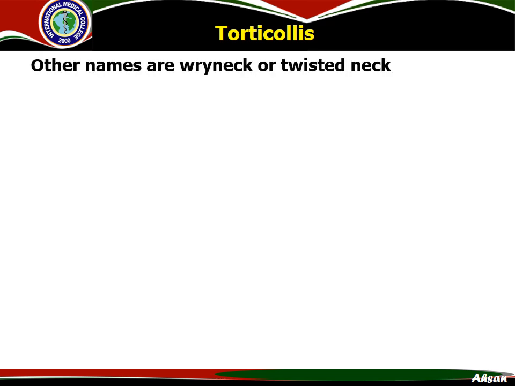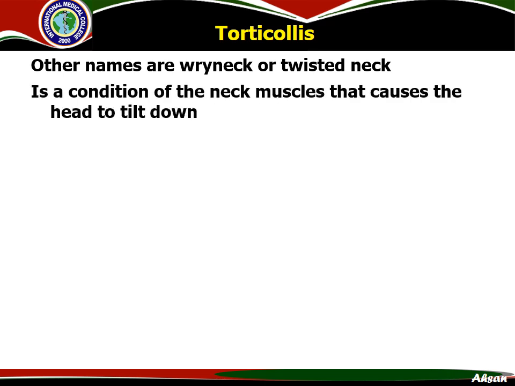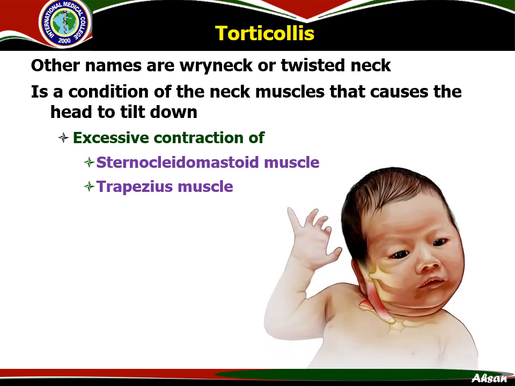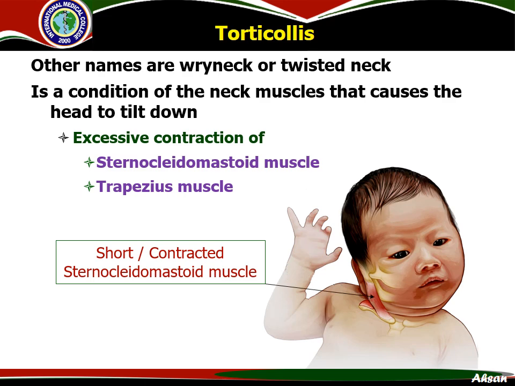Torticollis is a clinical condition. The other names of this condition are wry neck or twisted neck. This is a clinical state of the muscle that causes the head to tilt down. Here there is excessive contraction of the sternocleidomastoid muscle alone or together with the trapezius muscle. You can see in the figure the baby born with a torticollis head, and it is because of the shortening of the sternocleidomastoid muscle.